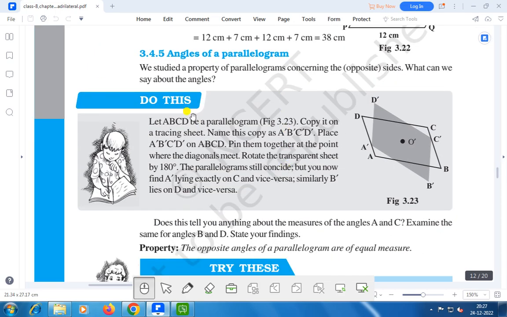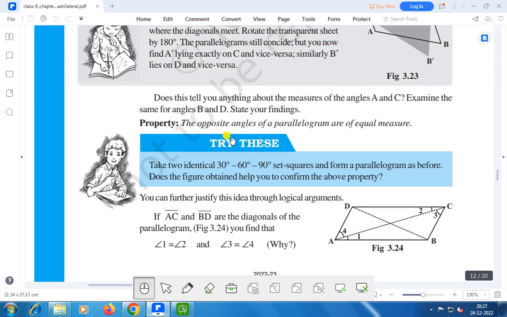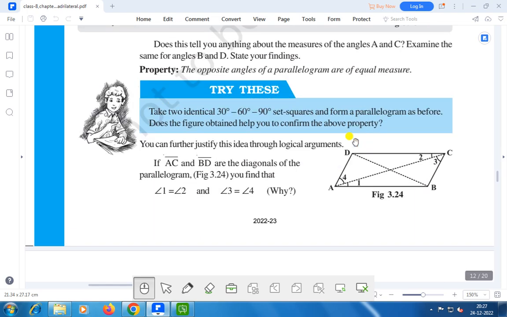Now, angles of a parallelogram. We studied a property of a parallelogram concerning the opposite sides. What can you say about the angles? The property is: the opposite angles of a parallelogram are of equal measure.